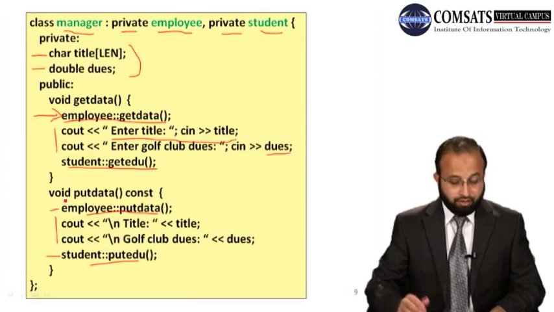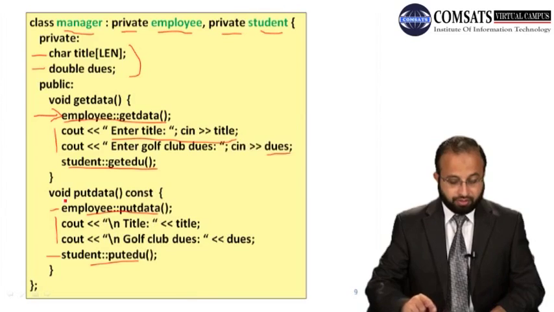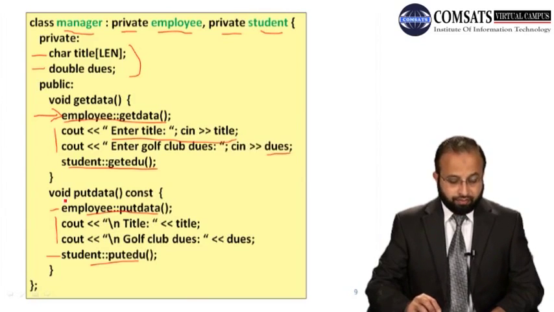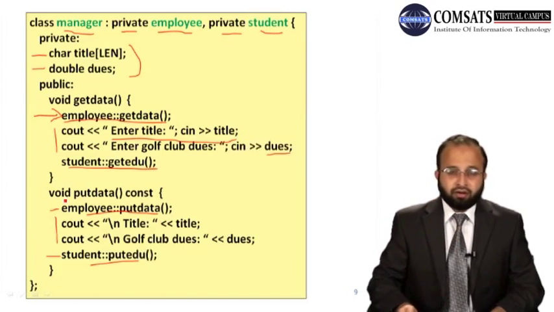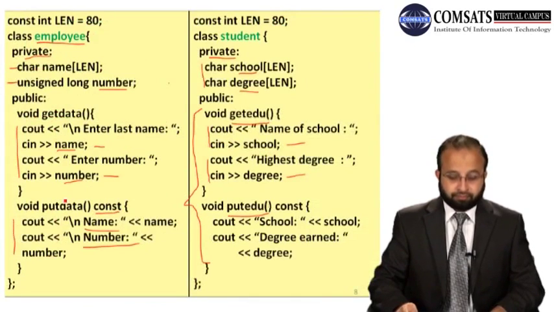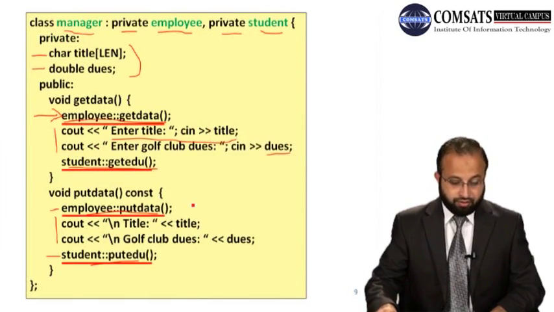it will display the value of name and number, these are the private data members of employee class, and these are also the members of the manager class object. And then you display the title, golf club dues, and then student scope resolution operator put edu, put education. Now ये student class का put education function call करेगा, और last degree and the other field is the school that will be displayed, right. So these are the functions which will be called, and these are basically explicitly called, right.